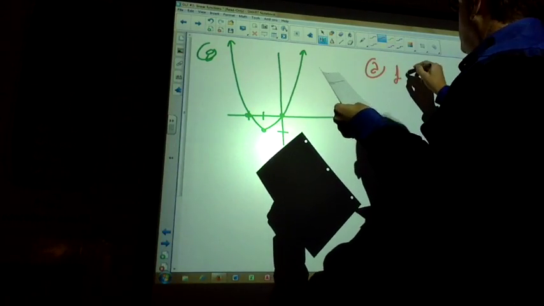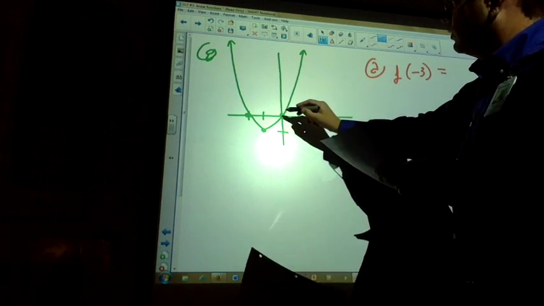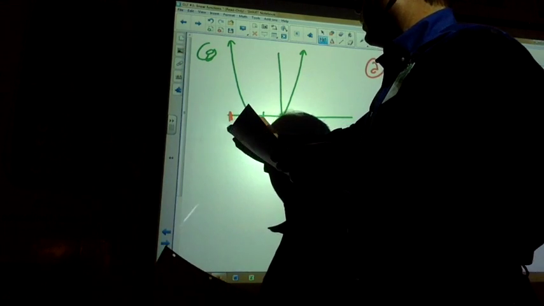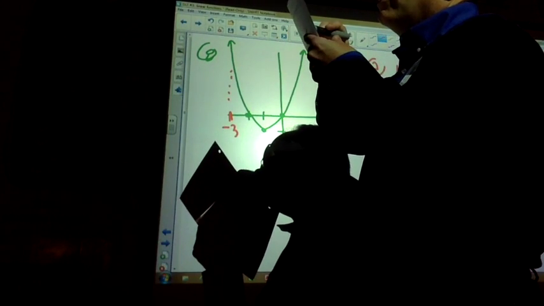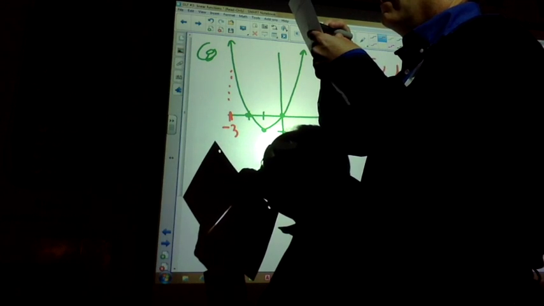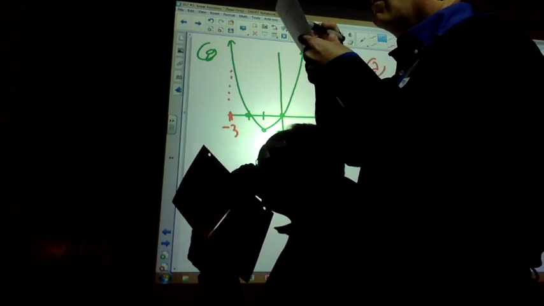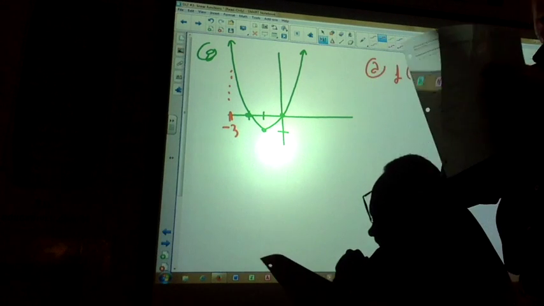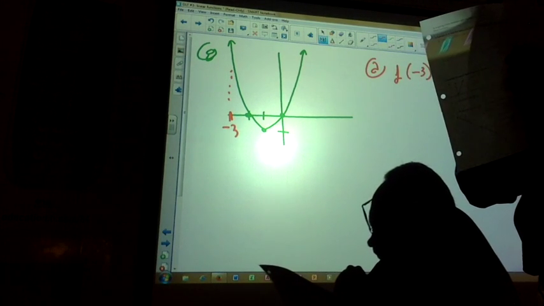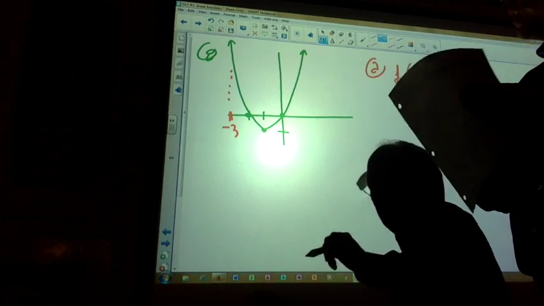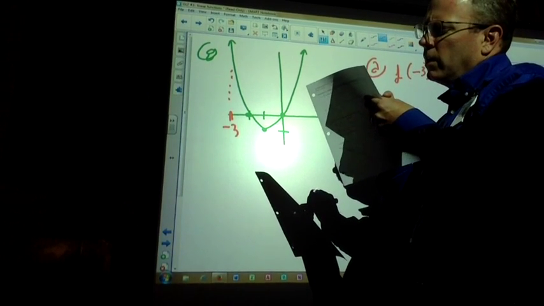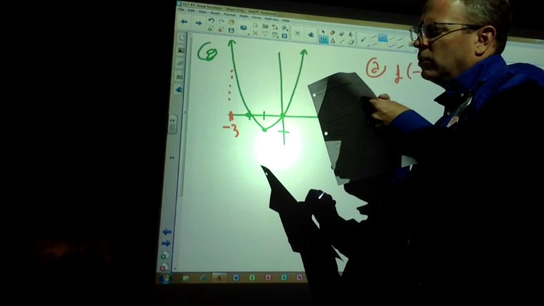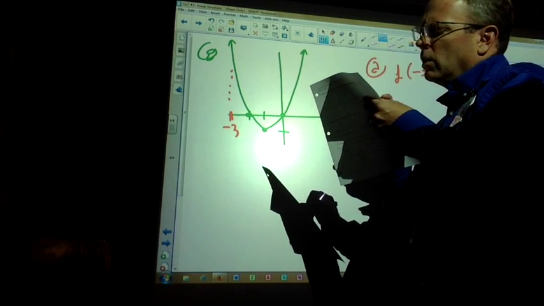So letter A. We want to find the function at -3. So -1, -2, -3. Okay? So if you look on your paper and you come up, where does it appear it's at? 4. Not on mine. Look on yours. -1, -2, -3. I think it's 2. Wait. Like it's between 2 and 3. It comes up between.